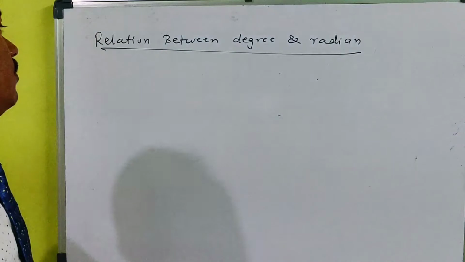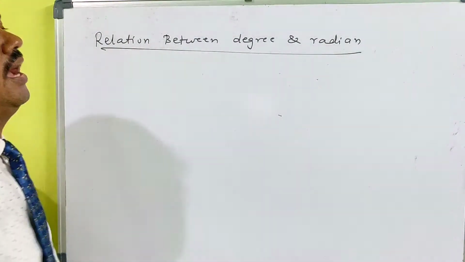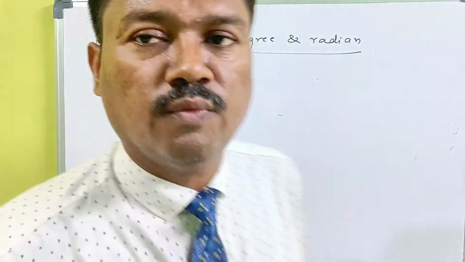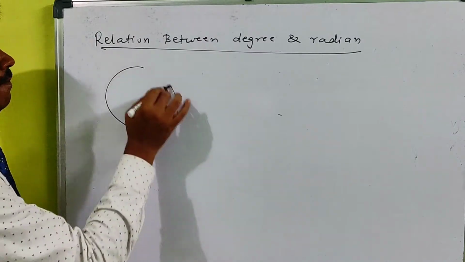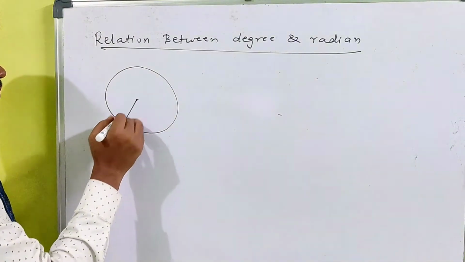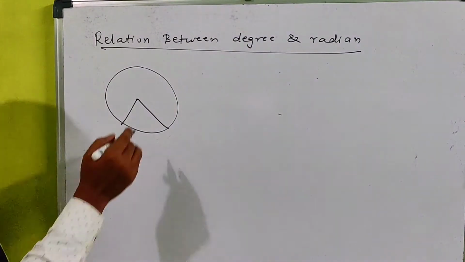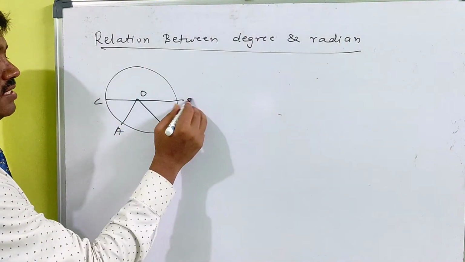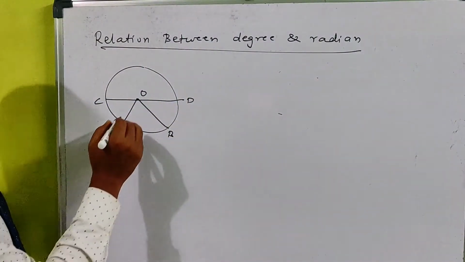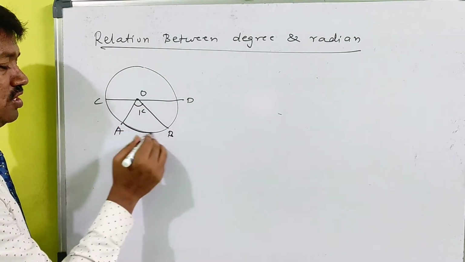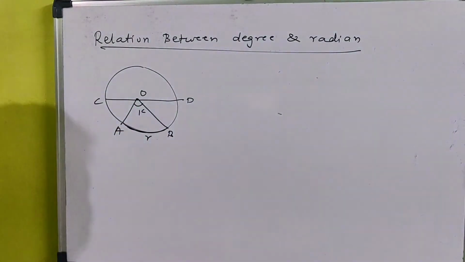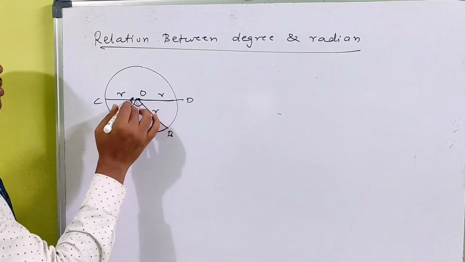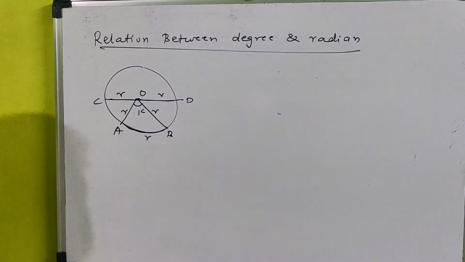And then, now we consider the relation between degree and radian. Is there any relation between degree measure and radian measure? So we consider one circle here. Consider a circle with center at O, AB as an arc, CD as a diameter. Let the center angle be 1 radian. That means this length is also equal to r, the radius. So this is r, this is r, these all are nothing but the radii of the circle.